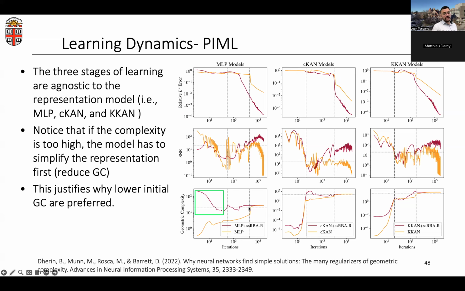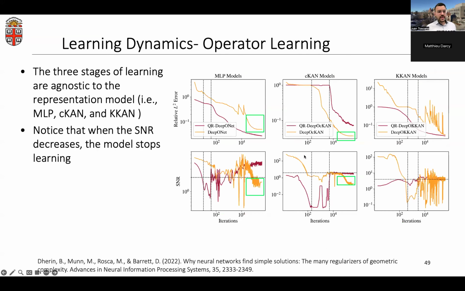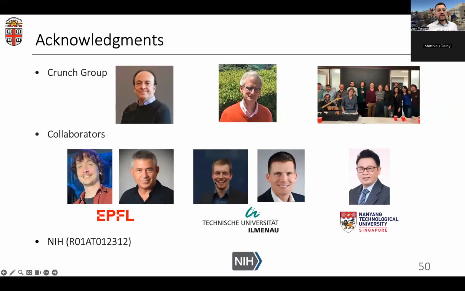Okay. And actually, the thing that I was saying about the initial complexity, that's in the original study where they proposed the geometric complexity; they found it for all these problems. Also for operator learning, again, notice that when the SNR decreases, the loss flattens.